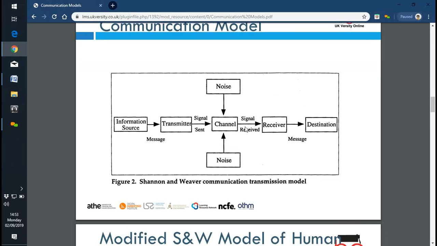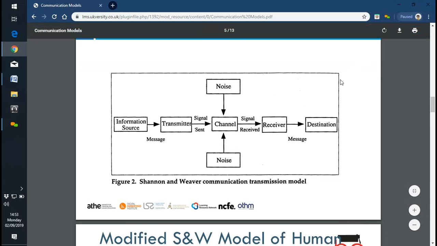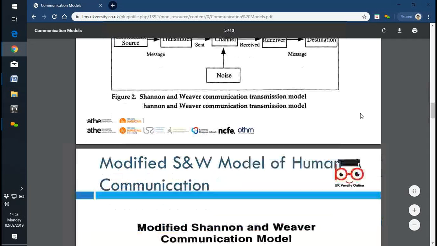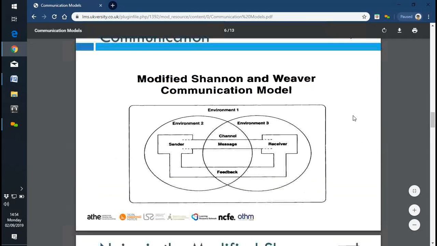So Shannon and Weaver's model, I did this with you the week before last, I think. It looks at the transmission model: the information source, the transmitter, the channel, and the receiver, where it was going to. The channel is the way it's actually delivered, the method, if you like, of communication.